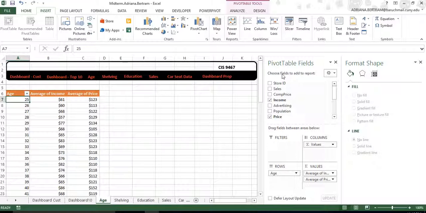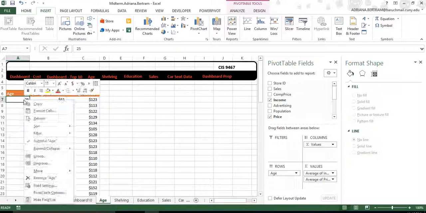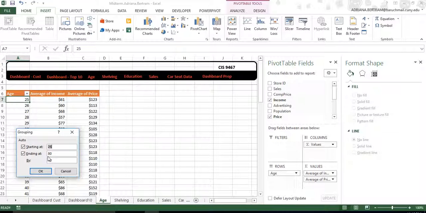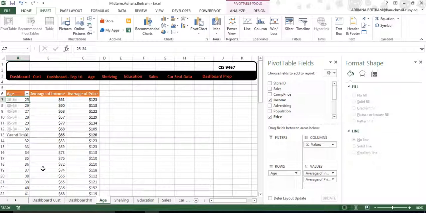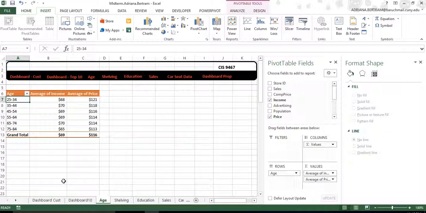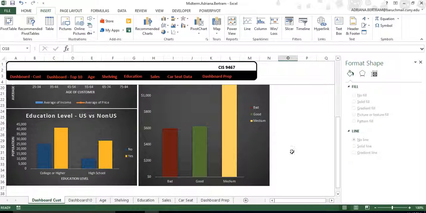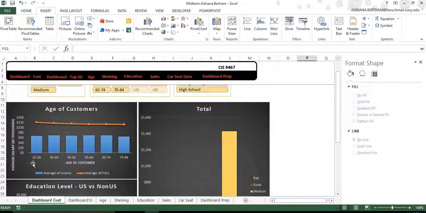I'd rather have it compact, so I'm going to group the ages by right-clicking, going into group, and having them at intervals of 10. Of course, you can change them if need be, but 10 is fine with me. So now we have the age intervals of 25 to 34, 35 to 44, and so on. And here we have the average income of each interval, as well as the average price that they bought the car seat at. With this pivot table, I created this first pivot chart here. Again, you see the age interval, and then the column refers to the average income, and the line refers to the average price at which they bought the car seat.